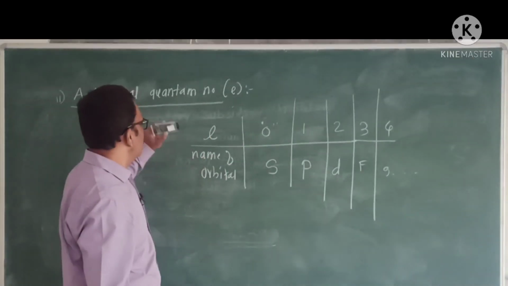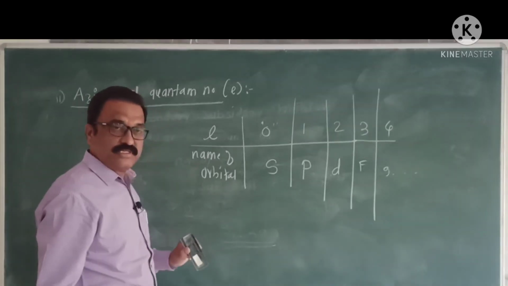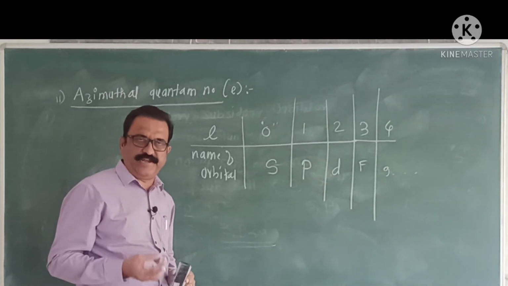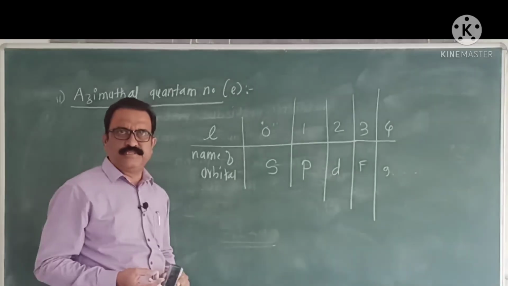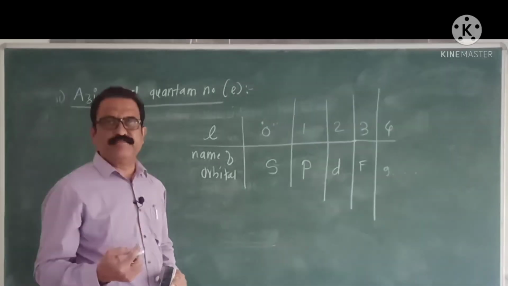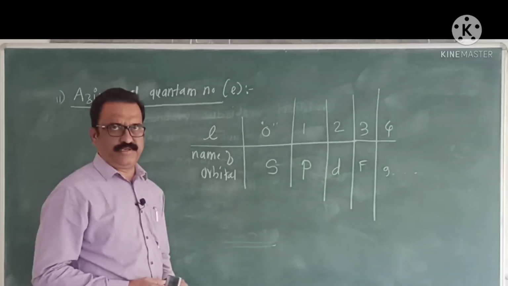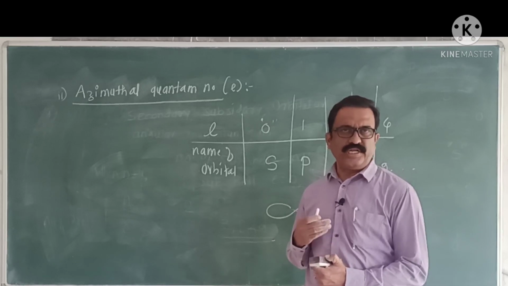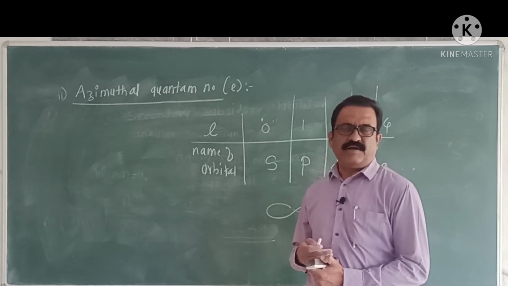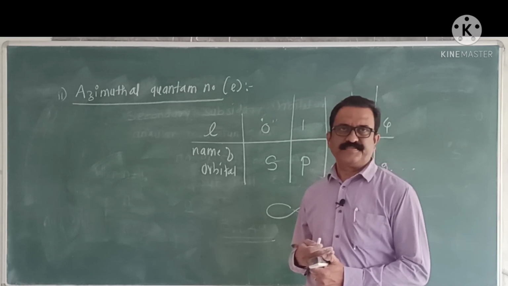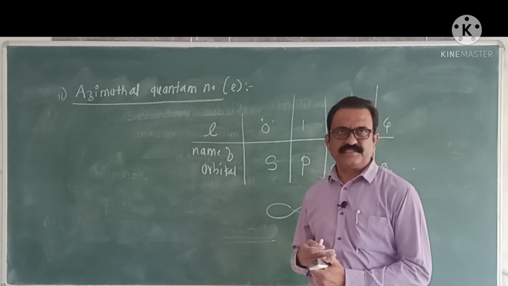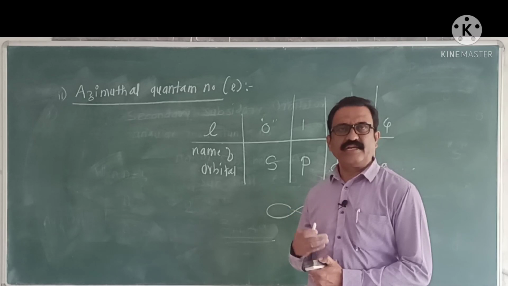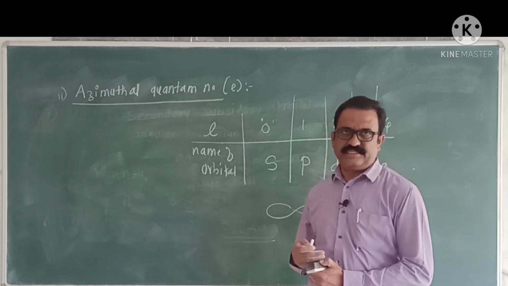Okay? This azimuthal quantum number gives information regarding the shape as well as the angular momentum of an electron in a given orbit. The concept of quantum numbers arises from the Schrodinger equation. That is, after a solution of the Schrodinger equation, three different quantum numbers arise: the principal quantum number, azimuthal quantum number and magnetic quantum number.